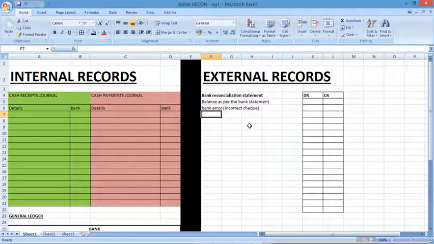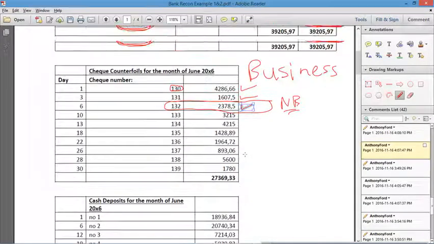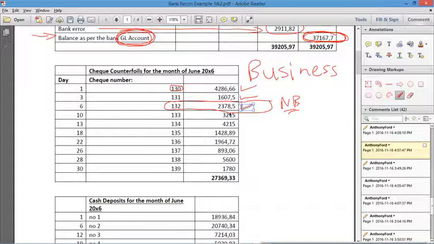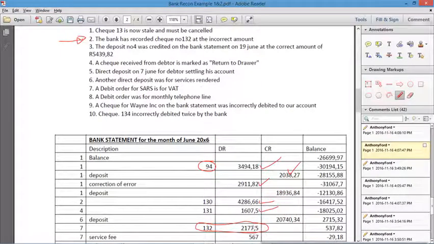Incorrect check. Okay. What's going to happen to the reconciliation statement? Well, how much was the payment that we've processed? 2378.50. What was the payment that the bank has processed? 2177.50. The bank has recorded a check at the incorrect amount. So the bank is going to correct that amount. What are they going to do to the bank statement? They're going to increase it by the difference. Okay, so what is the difference?